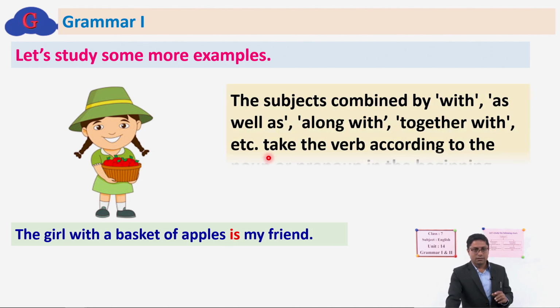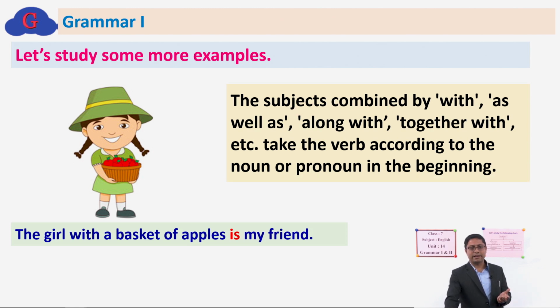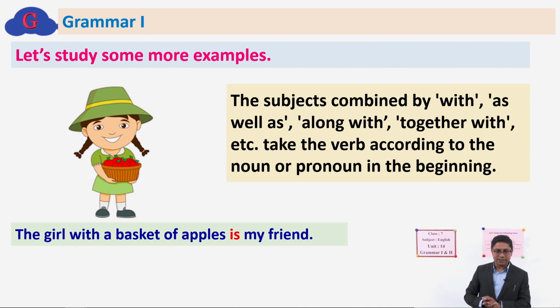You see, when the subjects are combined by with, as well as, along with, or together with, at that time they take the verb according to the noun or pronoun in the beginning. That means, see here, the girl is there in the beginning, so we have "is". If there was "the girls", then certainly it would be "are". So, according to the noun or pronoun in the beginning. Got it? I hope you got it.